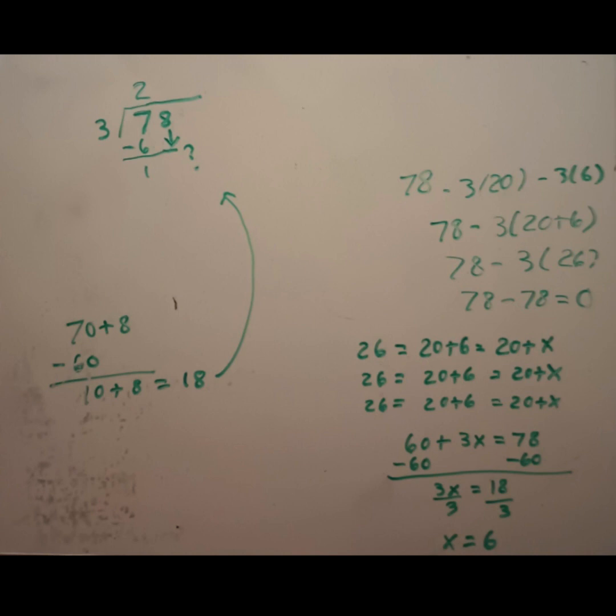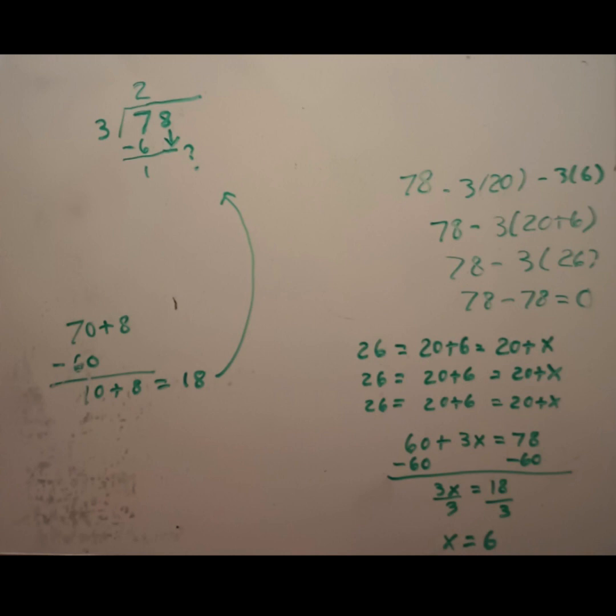For example, 78 minus 3 times 20 minus 3 times 6. You factor 3, find common factors, and you get 78 minus 3 times 20 plus 6, and 78 minus 3 times 26 is 0. The 20 plus 6 combine to be 26.